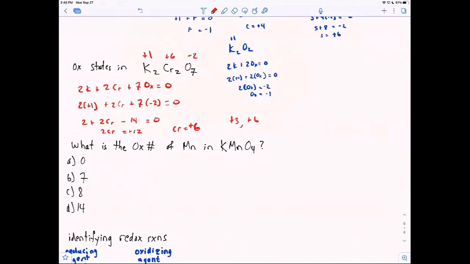Okay, so how many people think A, 0? I think B, 7. All right. Class is going, actually, almost everyone's going for 7. 7 is correct. All right, nice job, guys.